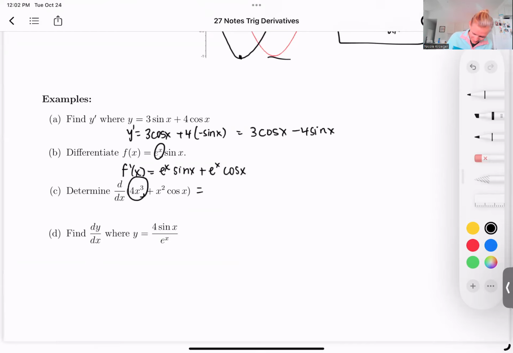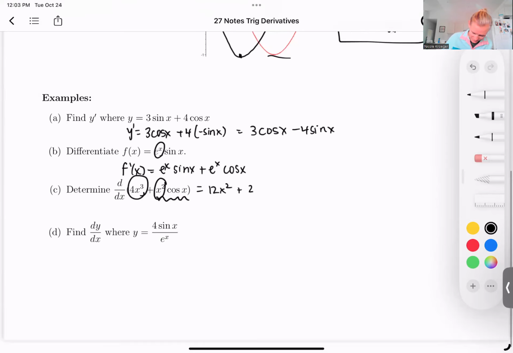The 4x cubed derivative is just 12x squared. And then this piece, I have a product. I need a product rule there. So the derivative of x squared is 2x. I leave the cosine alone. Then I leave the x squared alone. The derivative of cosine is negative sine. Make sure you put the parentheses around that negative sign, or just go ahead and pull the negative all the way out front here and make it x squared times sine. We want to make sure that that is multiplication between those two pieces.